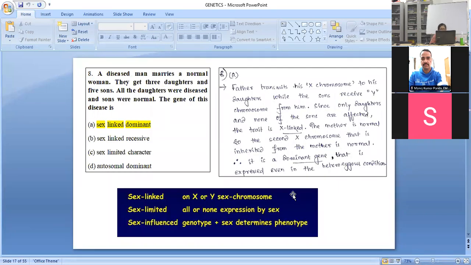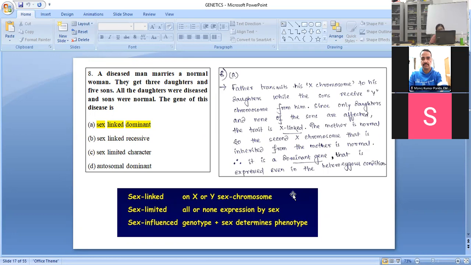Now, one more question. A diseased man marries a normal woman. They get 3 daughters and 5 sons. All the daughters were diseased and all the sons are normal. So what should be the gene of this particular disease? We see that all the daughters were diseased, but all the sons were normal. That means the father is the one who is transmitting his X chromosome to his daughters, while the sons receive Y from him.